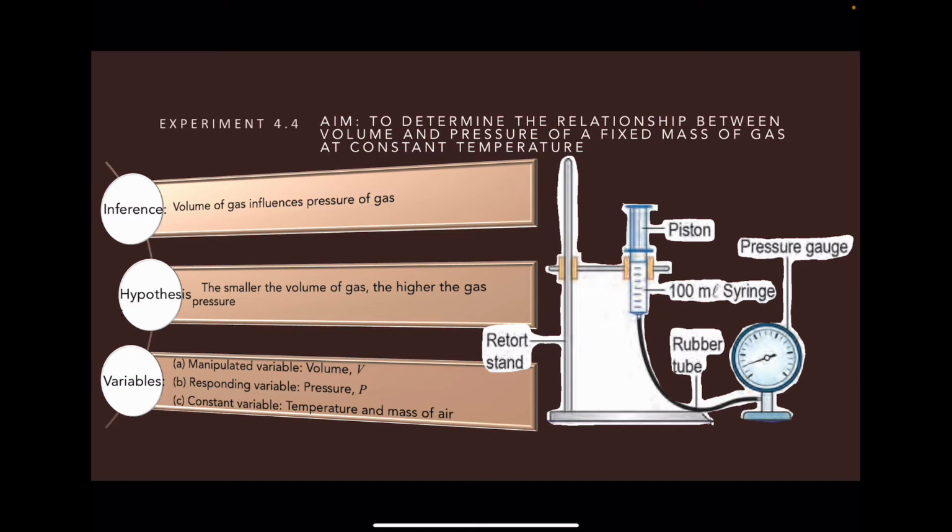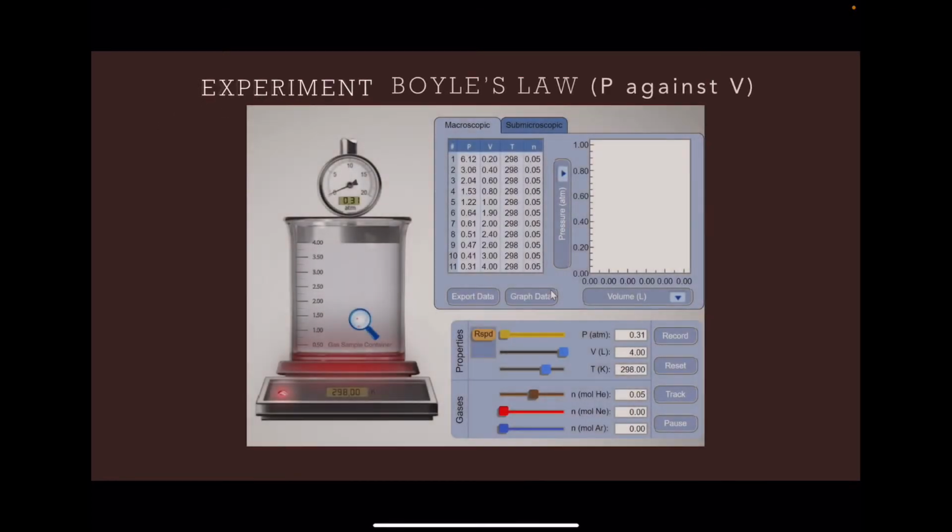So there are three important physical quantity we are looking at in this topic, which is pressure, volume, and temperature. Since we have used volume and pressure, they are the manipulated and responding variables. Therefore, temperature must be the constant variable. And another one is mass of the air must be fixed. Now, look at this experiment. So this is experiment Boyle's law.